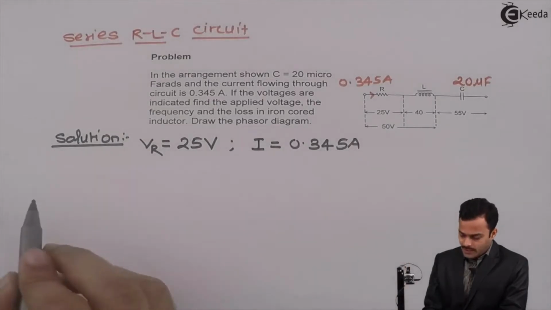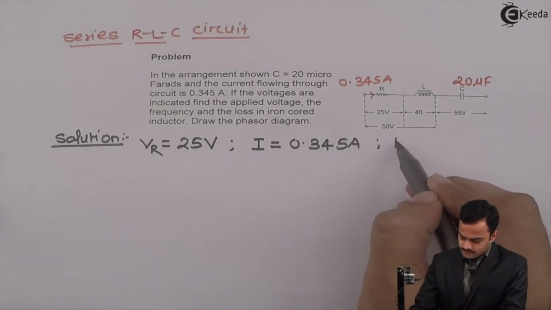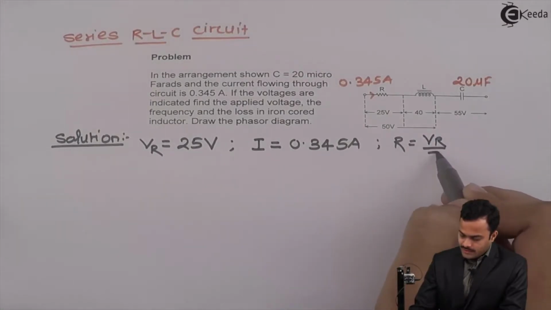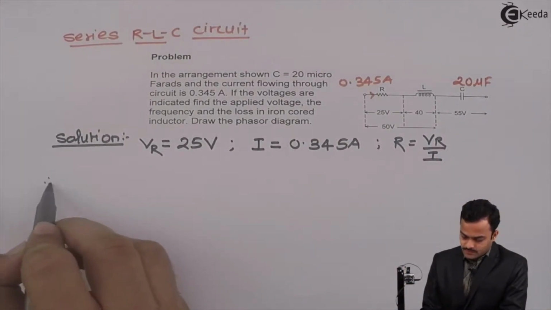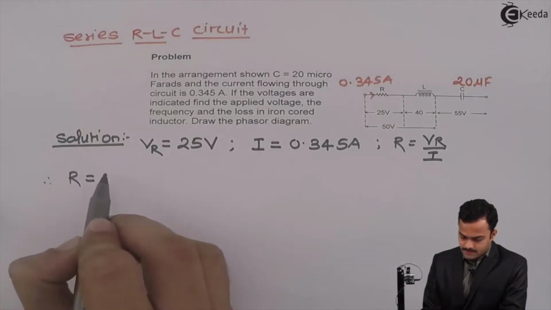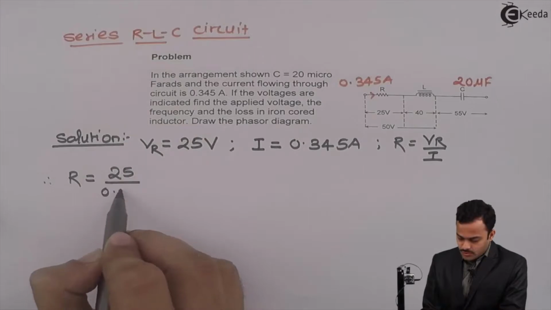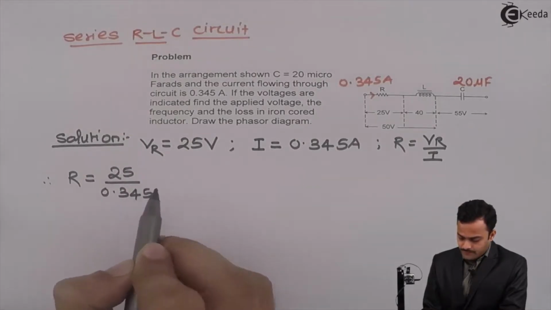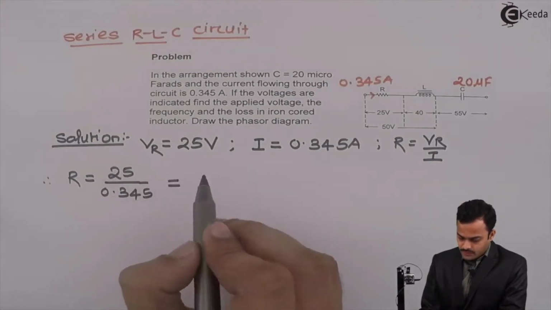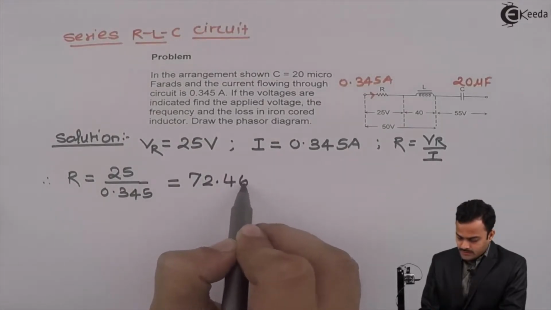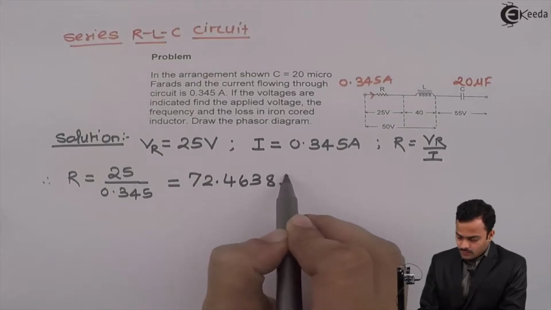This will give me the value of R, which is equal to VR divided by I. So R value is 25 divided by 0.345, which is equal to 72.4638 ohm.